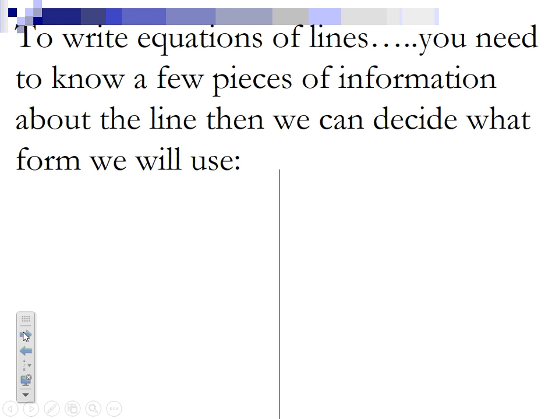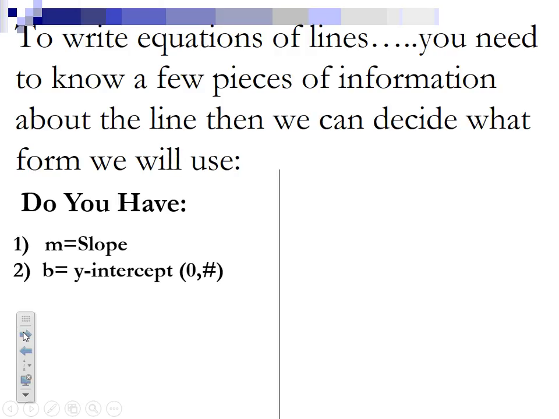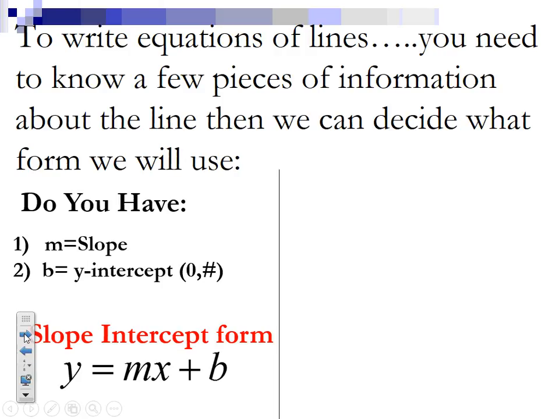So this is what I need you to write down, please. To write equations of lines, you need to know a few pieces of information about the line. Then we can decide what form we will use. We're going to have two different forms, so this whole slide needs to be written down, please. The first one, if we have the slope and the y-intercept, we're going to write in slope-intercept form, which is y equals mx plus b.